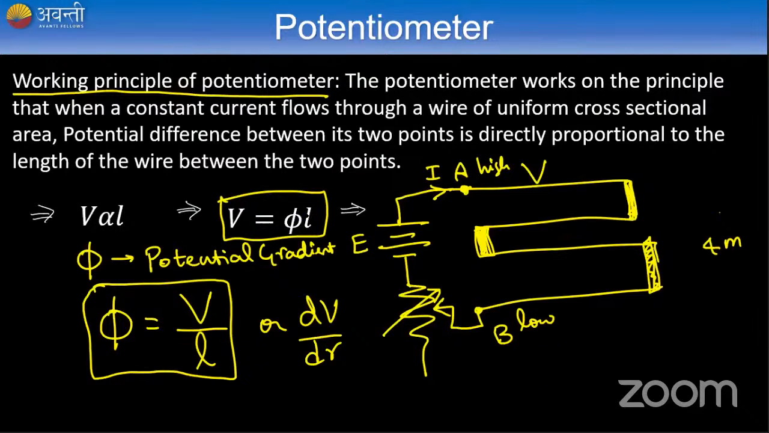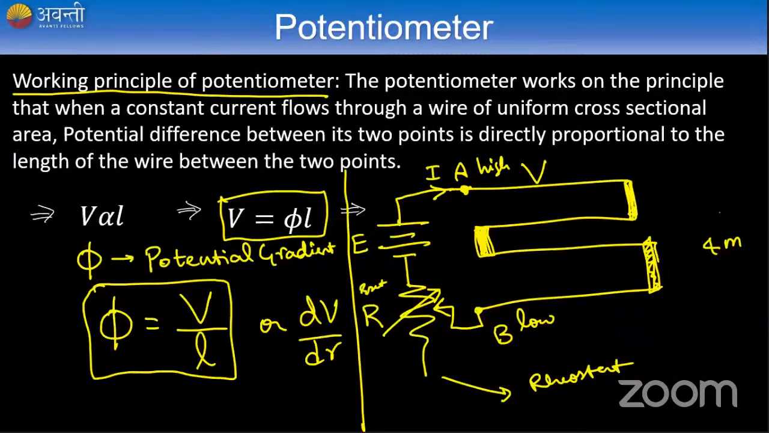Okay, so this is the basic construction of a potentiometer. So guys, please follow this. A potentiometer consists of an external battery EMF E connected in series with an external resistance R. This external resistance is a rheostat, which is a variable resistor. But it's fixed to a known value.